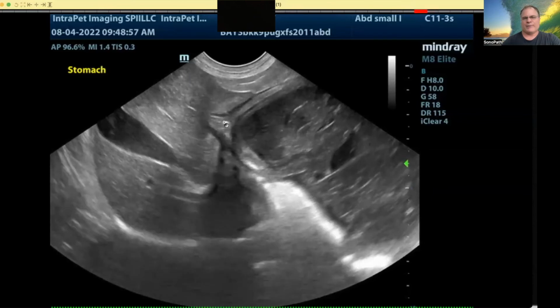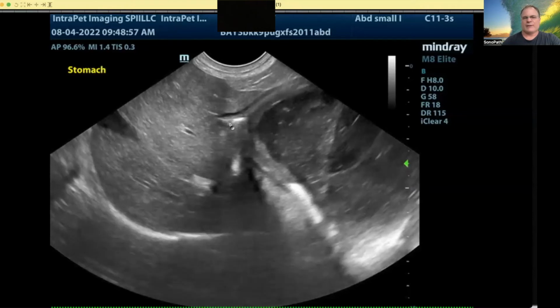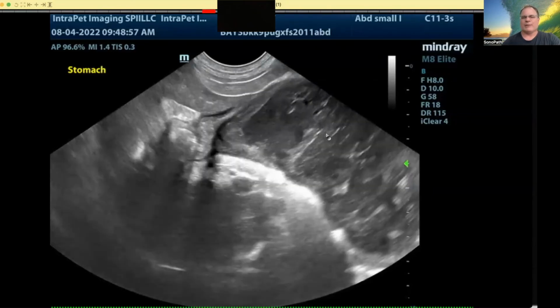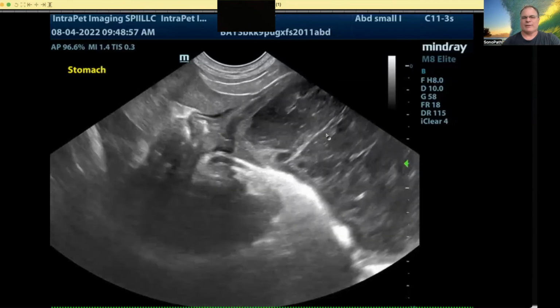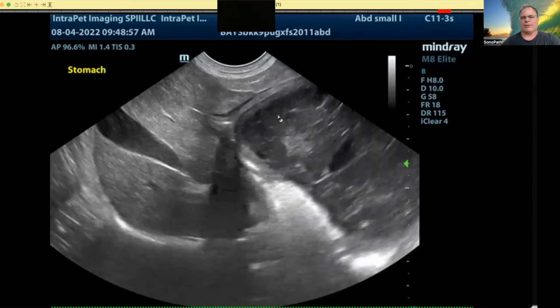The lumen goes up here, lumen goes over here, and it's separate. This is the lumen. This is the lumen that is squeezed down, and you have this big pocket of fluid here. This is a mural abscess within the stomach. And when we put color on, you see the separation of the wall from the lumen of the stomach. So this dog has a mural gastric abscess.